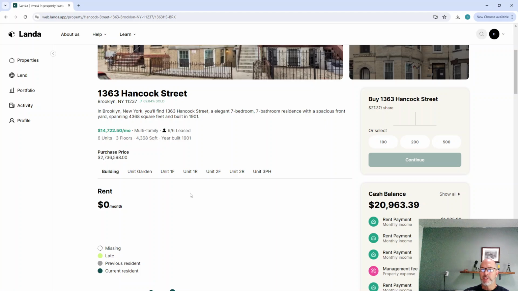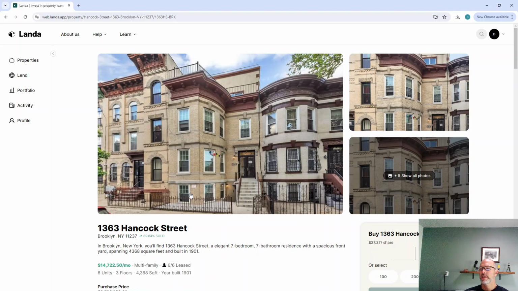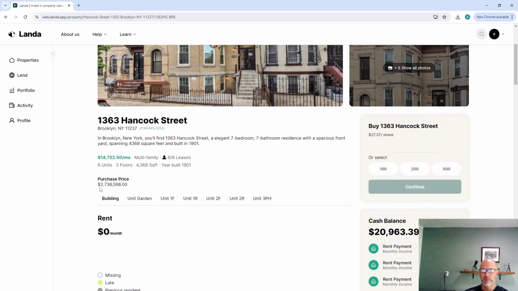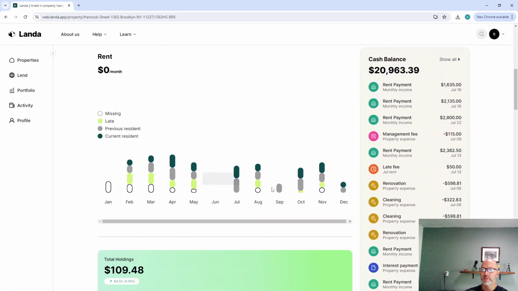The information that Landa has on their website should be phenomenal. It should be something where you come in, you look at this, and you say, hey, this is great. This is what the property should be worth. It tells you the purchase price, $2.7 million. It tells you all of the different units they have. It tells you whether they're missing payments, late, current. It shows you over here the cash balance and what is even happening in the property as a whole.